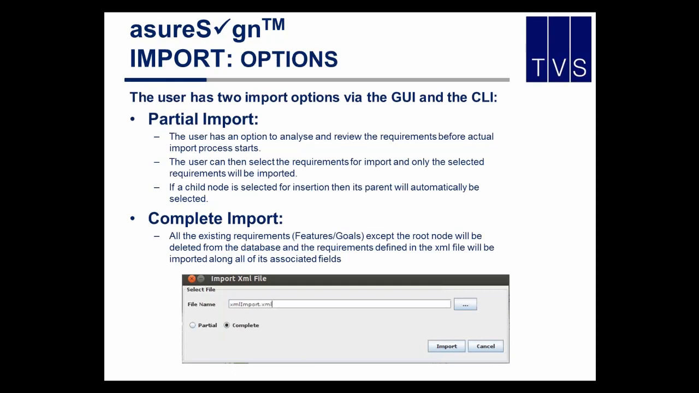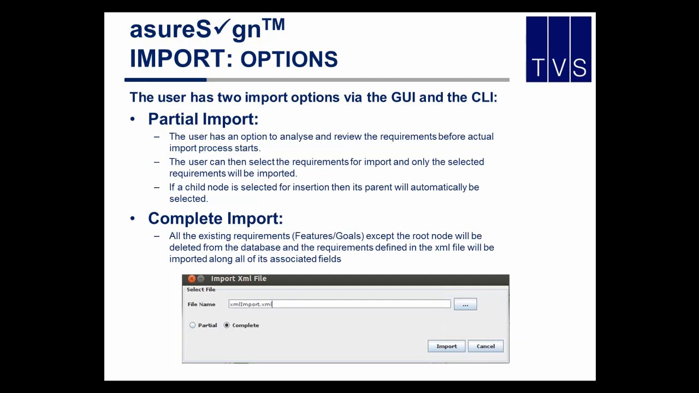So the partial import allows you to analyze and review the requirements before you actually start the import process. You can select the actual requirements for import. So it's not necessarily that you just want the top level. You might want a particular group that you want to import and not all of them. If a child node is selected for insertion, then it will have to take its parents with it. So it's automatically got to come with its parents. It can't be allowed to run wild on its own.